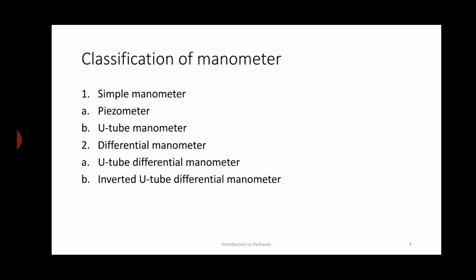Manometers are classified into two. First one is simple manometer and second one is differential manometer. Simple manometer is again divided into two. First one is piezometer and second one is U-tube manometer. Differential manometer is again divided into two. U-tube differential manometer and second one is inverted U-tube differential manometer.